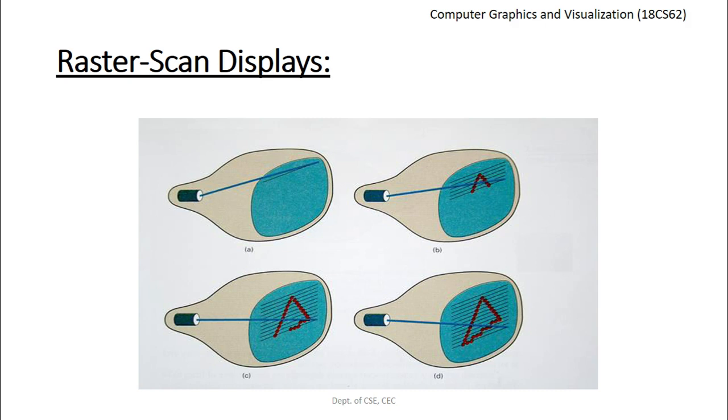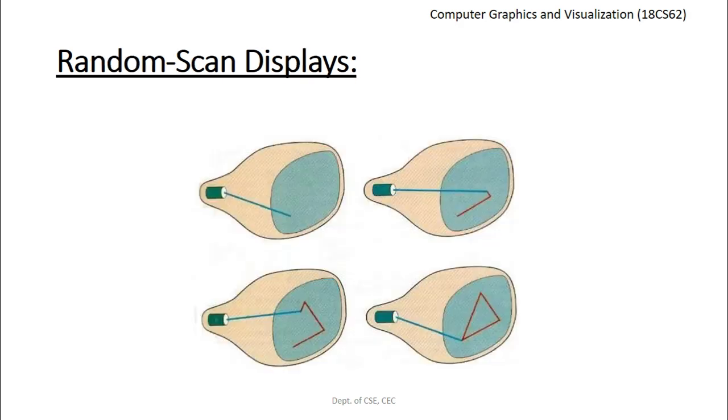So in short, in a raster scan display, the electron beam is swept across one row at a time from top to bottom. As it moves across each row, the beam intensity is turned on or off to create a pattern of illuminated spots. This process of scanning is called refreshing. Now let us try to understand the next type of display, which we call the random scan display.